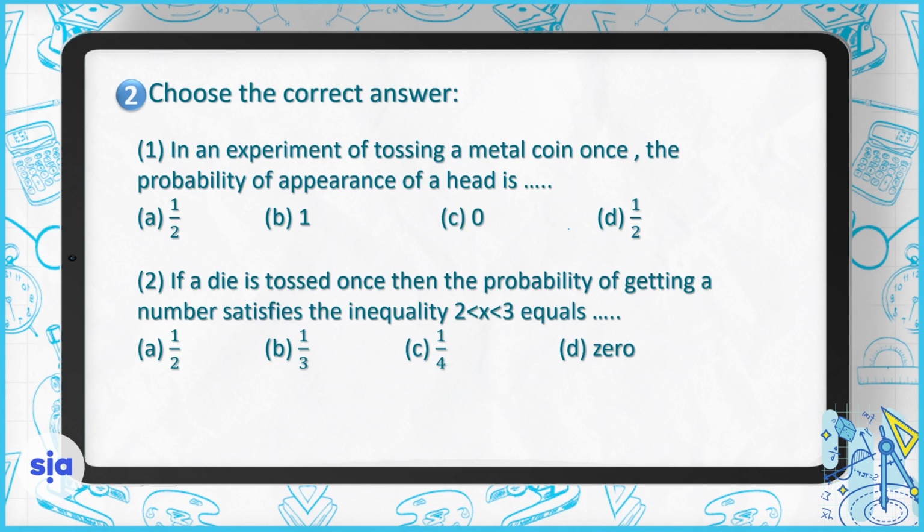Question 2, it's another type of question to choose the correct answer. In an experiment of tossing a metal coin once, the probability of appearance of a head is? Yes, excellent, it's half. Question 2, if a die is tossed once, then the probability of getting a number satisfies the inequality 2 is less than x is less than 3 equals what? We know that all the choices that we get from tossing a die are all integers, 1, 2, 3, 4, 5, 6. So none of them is between 2 and 3. So in this case, the right answer is 0.